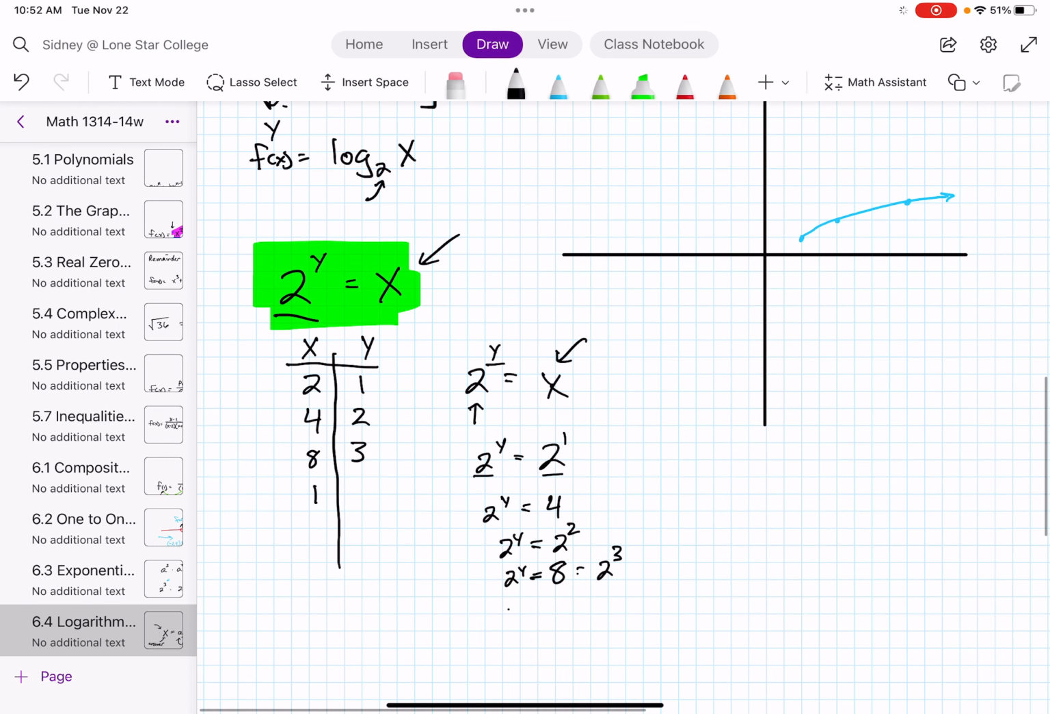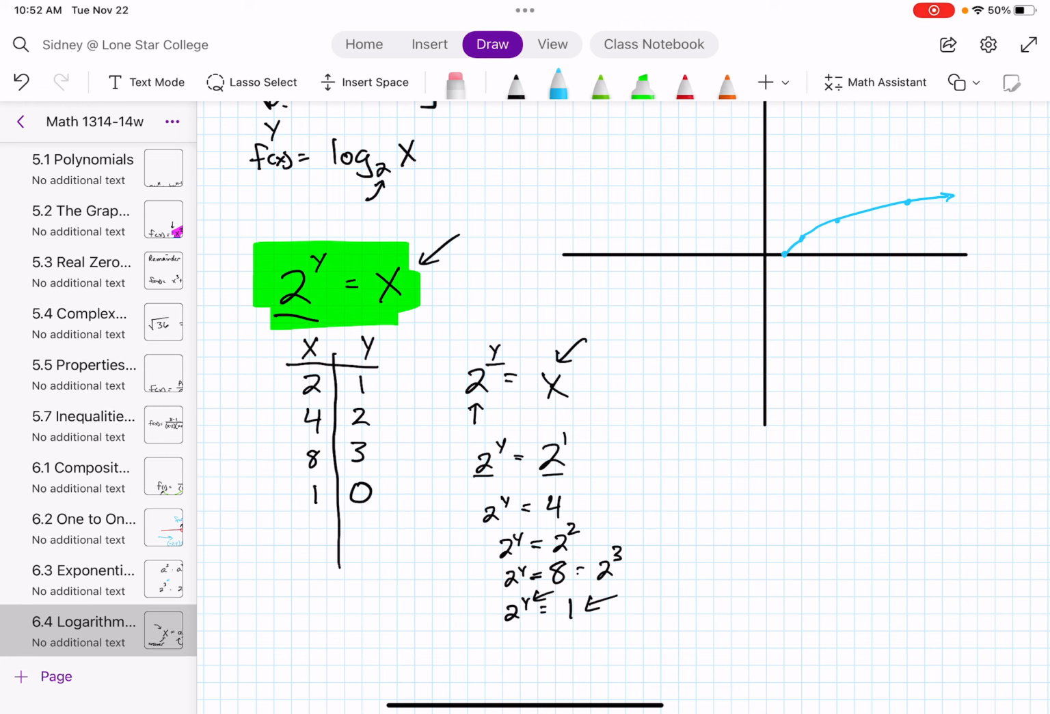So 2 to some power equals 1. Well, hopefully you remember that any number to the 0 power is 1. So an output of 1 means the exponent had to be 0. Now, that puts us at 1, 0, right here. That's an x-intercept.